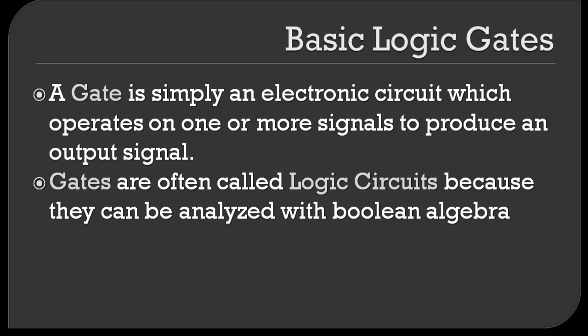You can represent them with ones or zeros. If it is 1, then the signal is on, and if the signal is off, you will get 0. According to those 1s and 0s, you will get one output. You check the logical operations using this true or false operation, and finally you get one result, which you call the output signal. Gates are often called logic circuits because they can be analyzed with Boolean algebra. That means you can use Boolean algebra to solve the logic circuit.